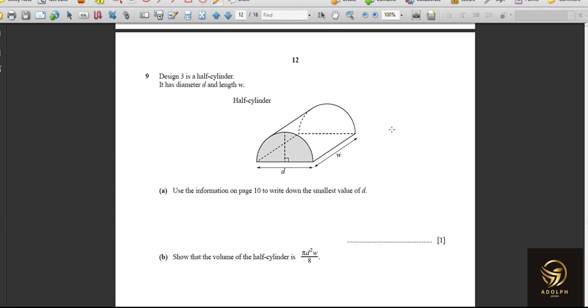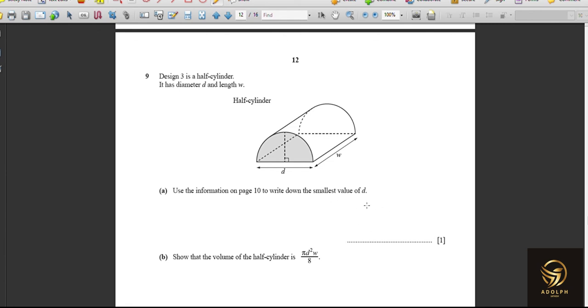Next thing is, here we are coming to design 3, because in the beginning itself they mentioned there are 3 designs. The first and second designs we have seen, and the third design is a half cylinder with diameter d and length w. Even here, the connection between the designs is the d value. Use the information on page 10 to write down the smallest value of d. Why the smallest value? What is the smallest value of d here?